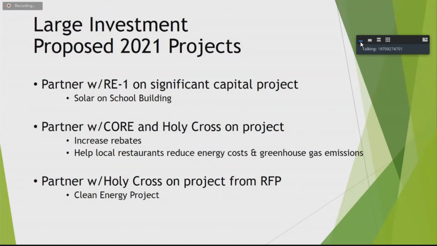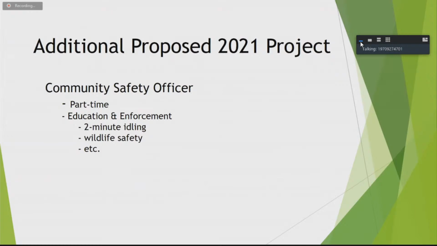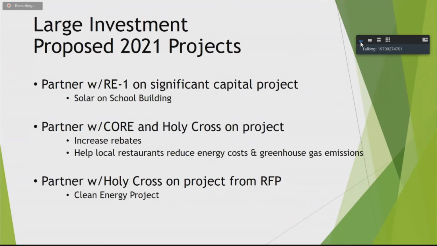Next one. The Green Team has brainstormed projects for the 2021 work plan for those large investment examples. The first would be partnering with the RE1 school district on a significant capital project. This could look like installing solar PV on the school building. The second would be partnering with CORE and Holy Cross Energy on a project. This could be increasing rebates that these organizations already offer for energy efficient projects, or helping local restaurants to reduce energy costs and greenhouse gas emissions. And the third project would be partnering with Holy Cross Energy on a project that comes out of their recent RFP for clean energy projects, which my understanding is will be selected in the next couple of months, so we'll know more about what those projects are actually going to look like.